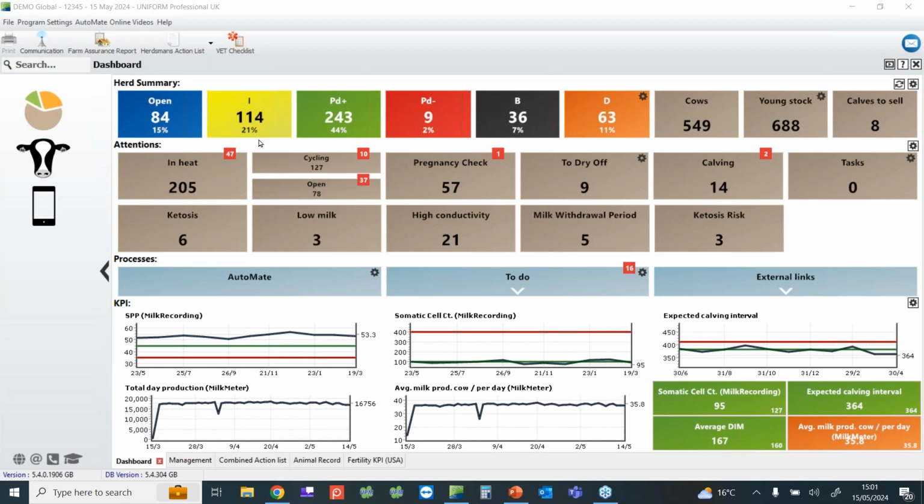We then have the action list, and on the action list, for example, we can see there's 57 cows to PD, and there's only one that's overdue. We're on top of the drying offs, and in terms of calvings, there's 14 to calve over the selected period, and 2 of those are overdue.